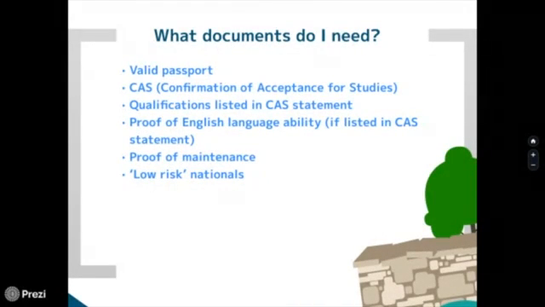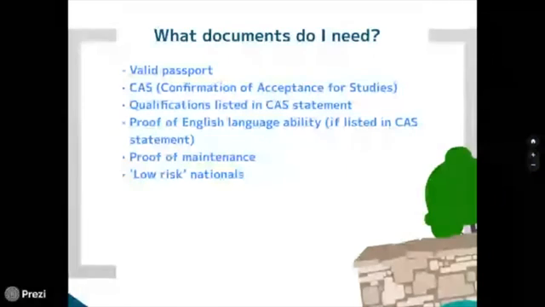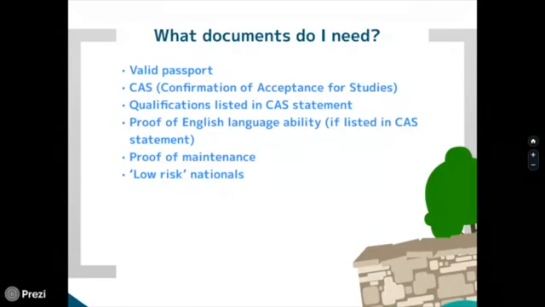And then a very key part of this process is proof of maintenance, so showing that you've got the right amount of money. Now, there are groups of people from different nationalities who are classed as low-risk nationals. Sometimes that's referred to as differentiation. If you're from one of those countries, although you need to provide these documents that we've discussed above, maintenance, qualifications, etc., you don't actually need to show them, but you're ticking a box on the form to say that you have them.